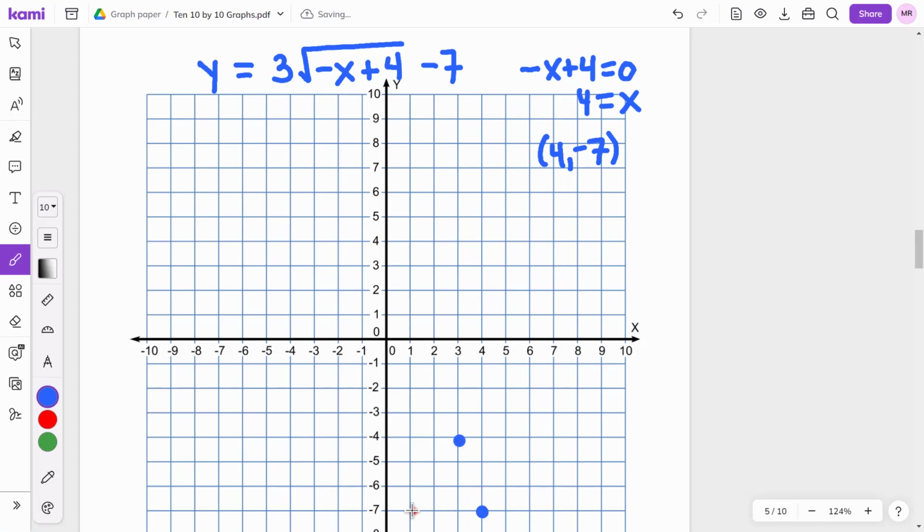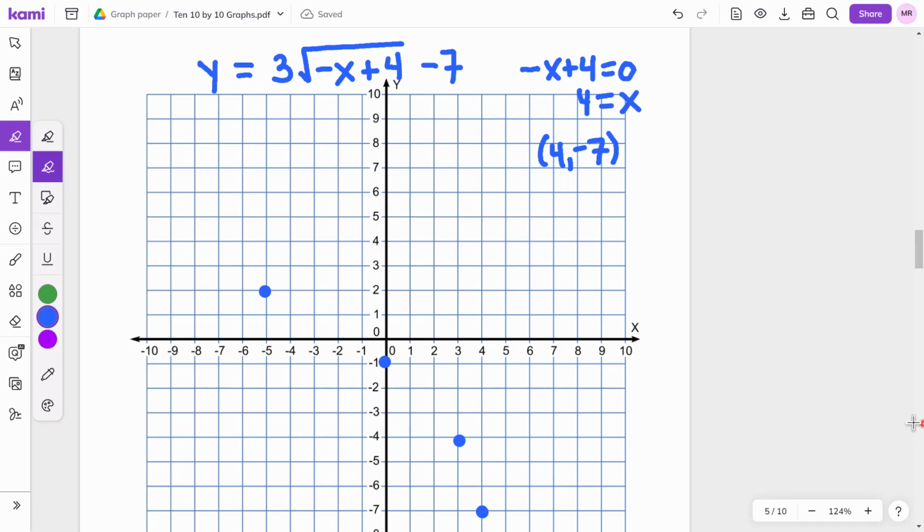When I go out 1, 2, 3, 4, the square root of 4 is 2. And I'm going to times that by 3. I'm going to go 1, 2, 3, 4, 5, 6. When I go out 1, 2, 3, 4, 5, 6, 7, 8, 9, the square root of 9 is 3. And 3 times 3 is 9. So I'm down at -7, so that's going to be 7, 8, 9. And I can connect this with my curve. Remember, it is going to open to the left. There you go. And that's what it looks like.